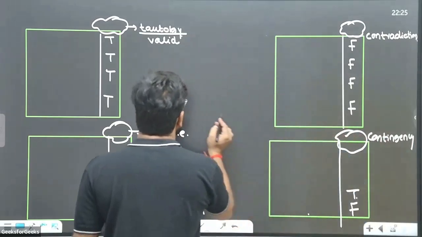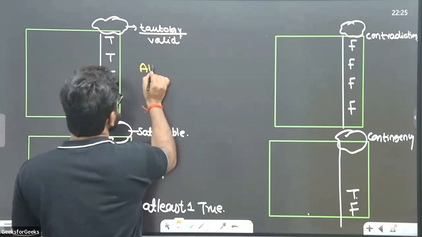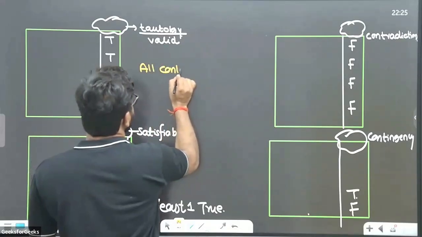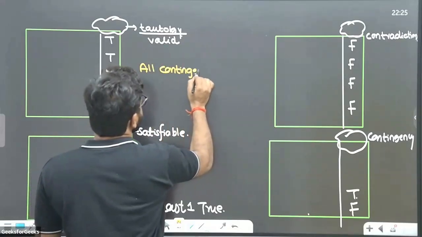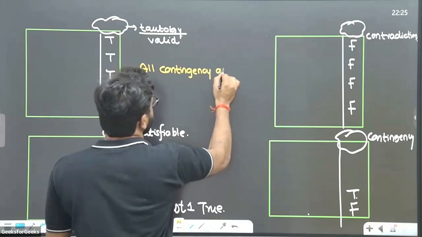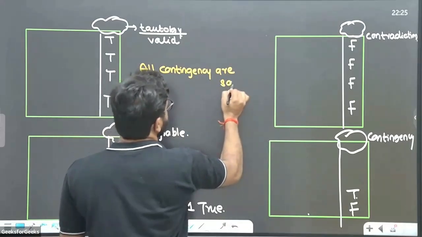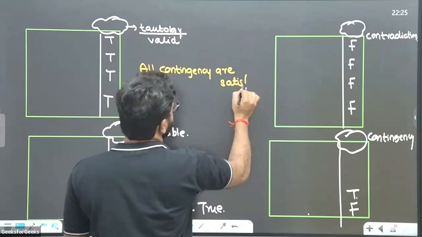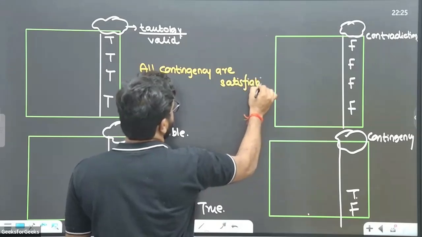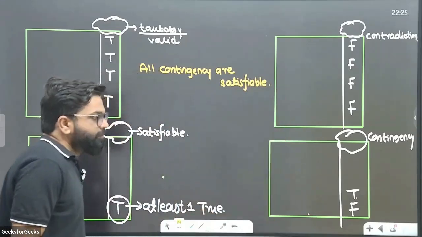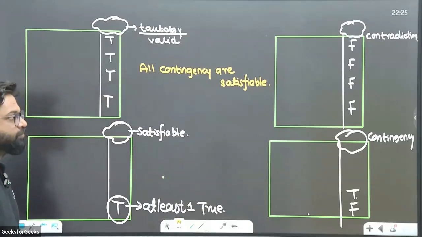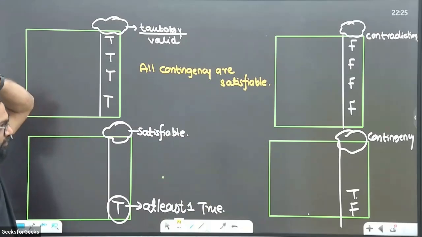So here, this is my first statement. Can I write all contingencies are satisfiable? What is your opinion? All contingencies are satisfiable. Can I say it is true or not? True. So this is true or false? What is your opinion on this?